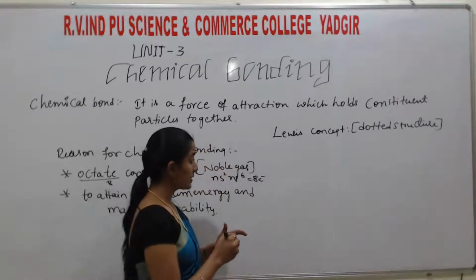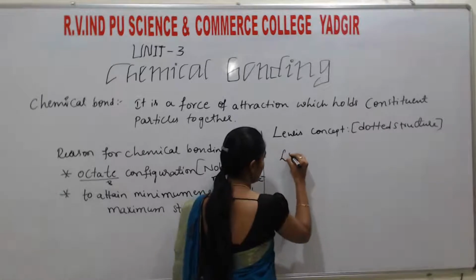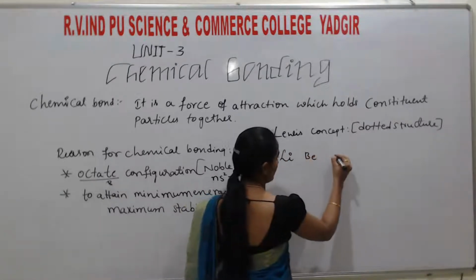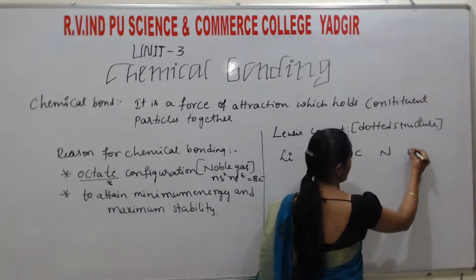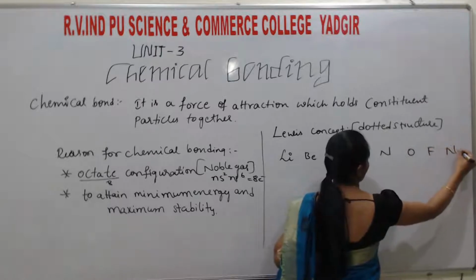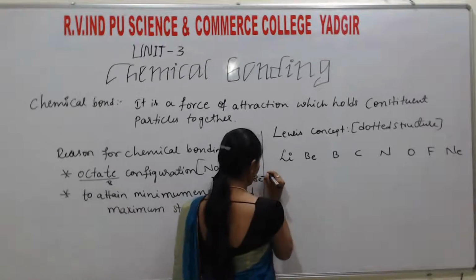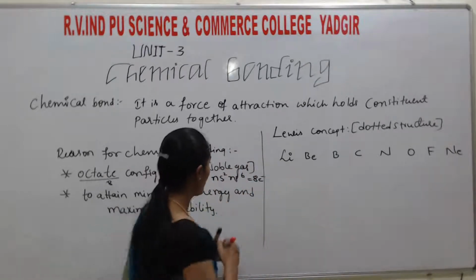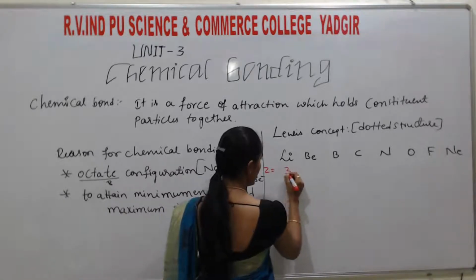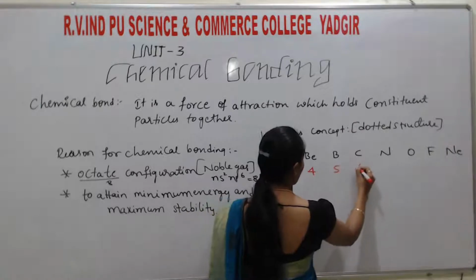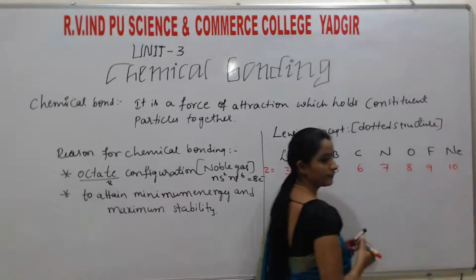Okay, so I'll consider a set of elements here. Listen: lithium, beryllium, boron, carbon, nitrogen, oxygen, fluorine, neon. Okay, so the atomic number of lithium is 3, then 4, 5, 6, 7, 8, 9, 10.